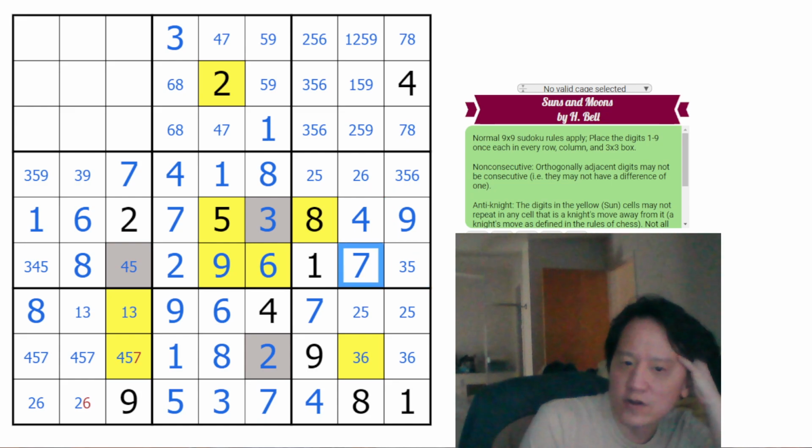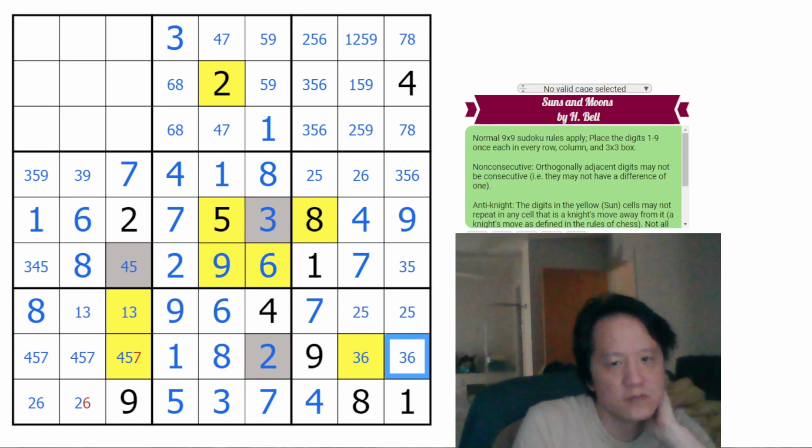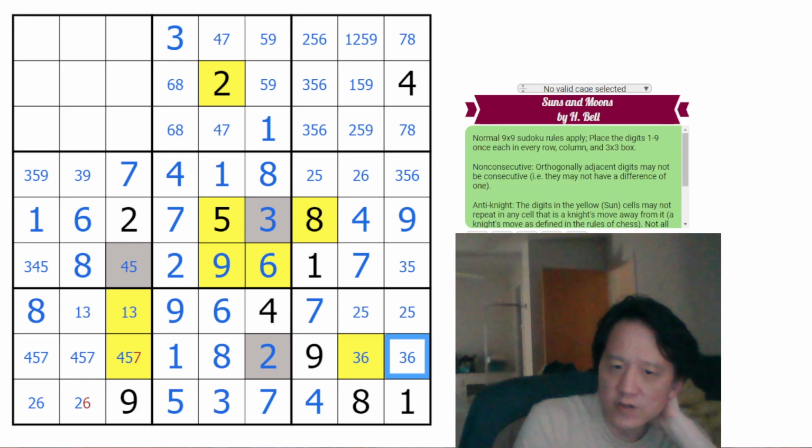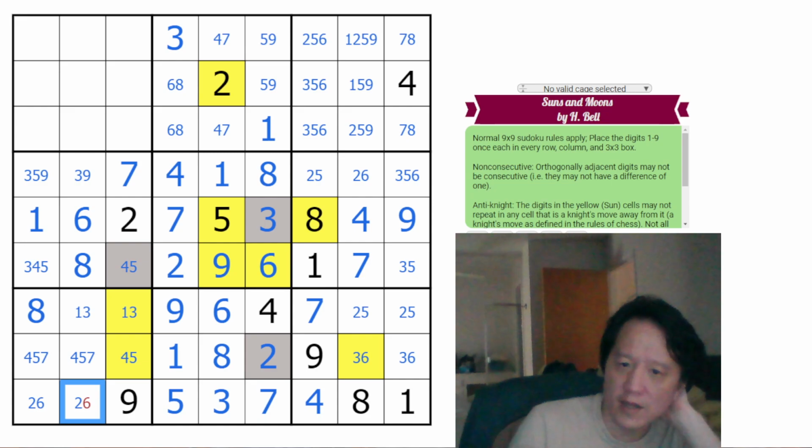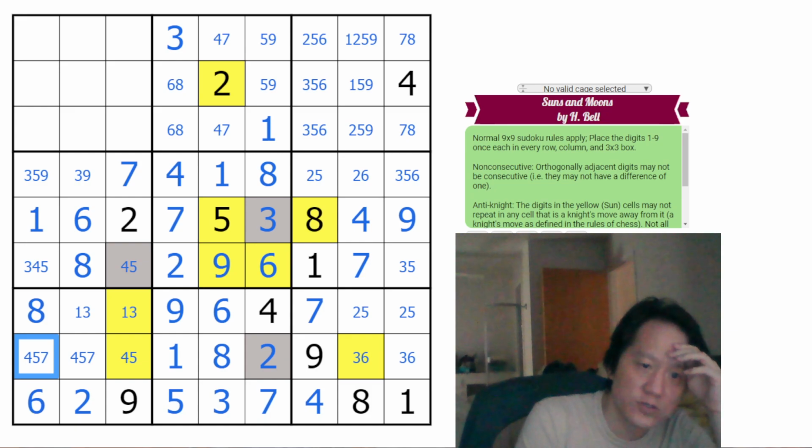4, 3, 5. 2, 3, 5, 6. If this is 3, this is 5, 2, and 6. Okay, this can't be 7. This has to be 2. So this is 2, this is 6, which means this can't be 5 or 7. So this is 4. This is 5. This is 7. This is 4.